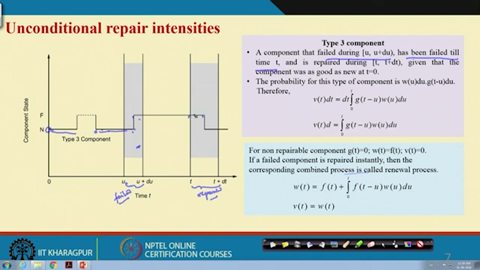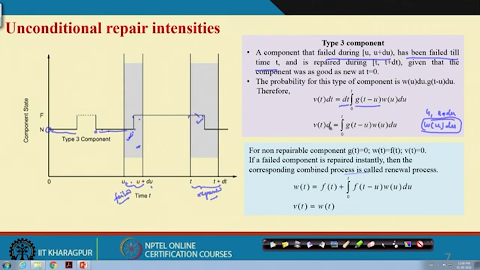Now, similar to the situation in the failure intensities case, where we said v(u) du into f(t minus u) dt, here our density changes. It is not the failure density, it will be the repair density in this case, and in this case it will be the failure intensity. So what is the probability that it will fail between u and u plus du? That is definitely w(u) du, because w(u) is the unconditional failure intensity. So this will be there, and what is happening after that is that it has been failed, so g(t minus u) dt. So this is the other part from here.